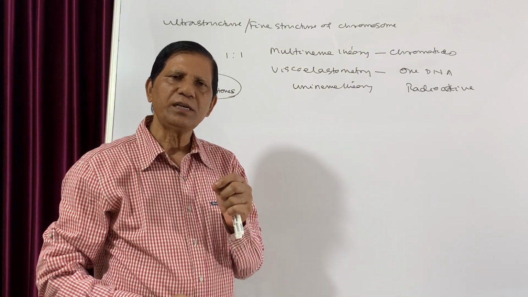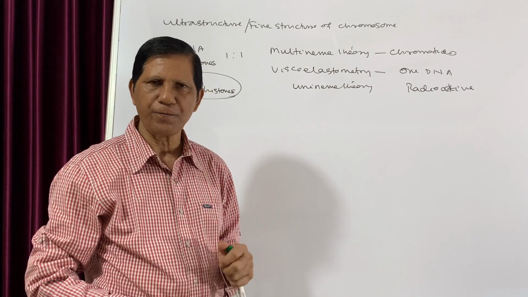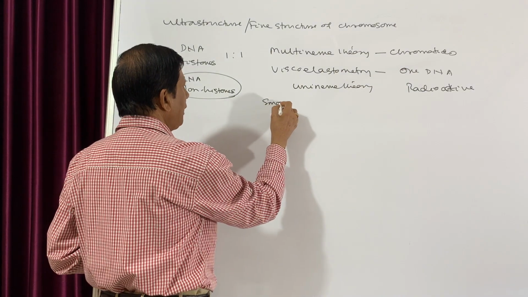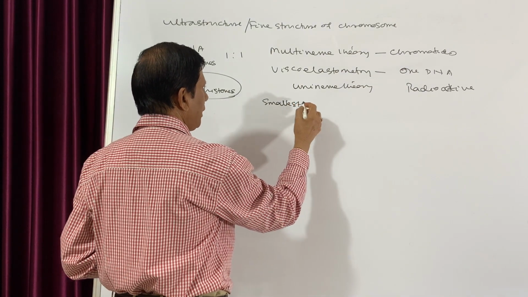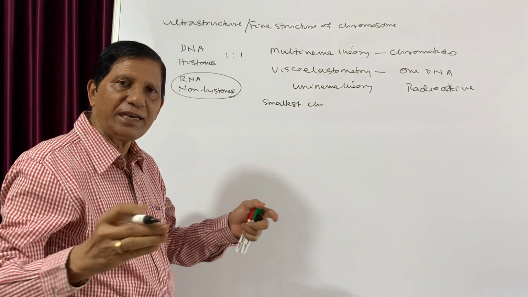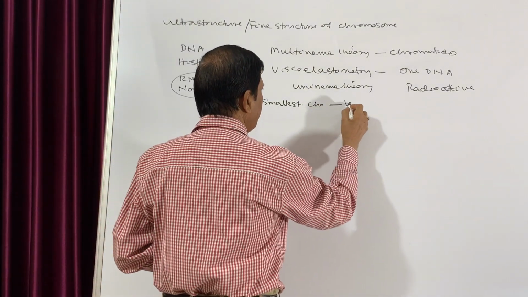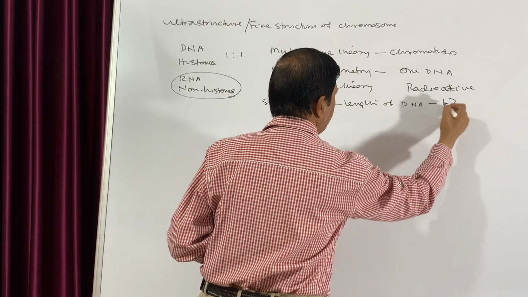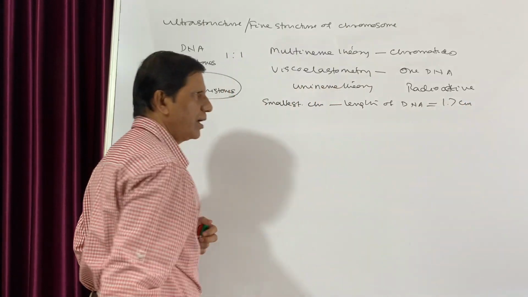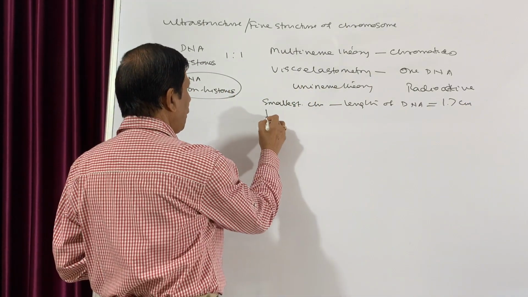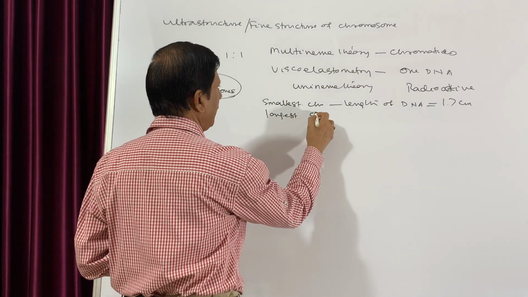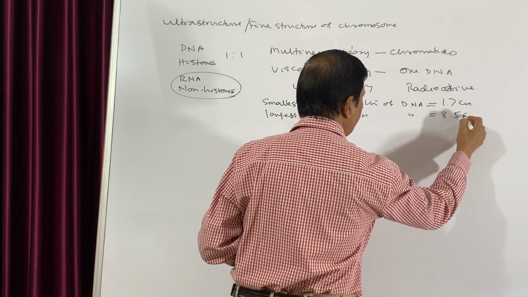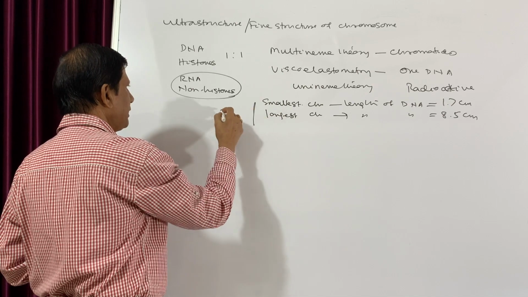Now, suppose we take the cell of a human being. In a human being, if we take the smallest chromosome, what is the length of the DNA in the smallest chromosome? The length of DNA is 1.7 centimeter. And if you take the longest chromosome of a human being, then the length of the DNA will be 8.5 centimeter.